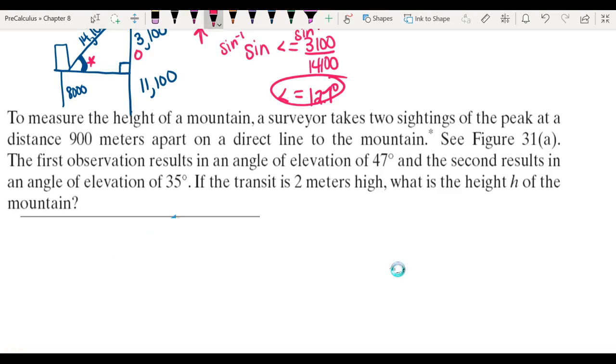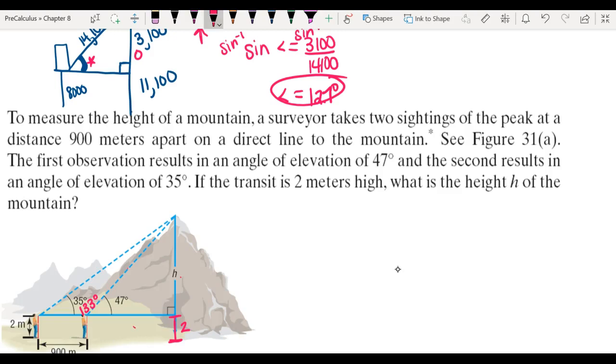Then I also know, because I have these two angles, that I can do 180 minus 133 minus 35. Now I know that this angle is 12 degrees, because that's 168, and 180 minus 168 is 12. Now I have an angle and a side across, so I'm going to use law of sines. So I have sine of 12 over 900 equals sine of 35 over x, which is going to get me this.